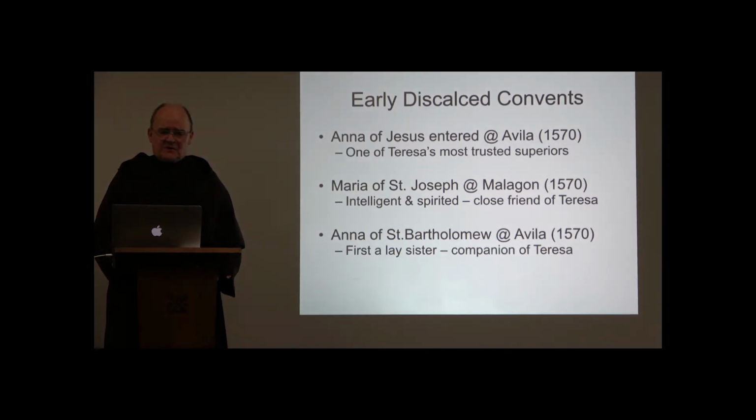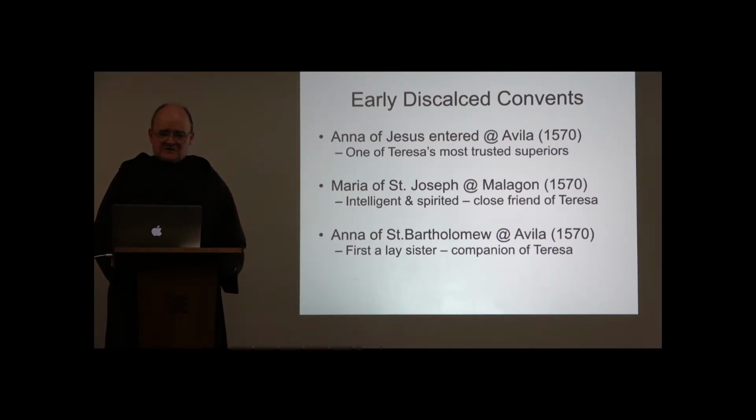Anna is going to be one of Teresa's best administrators. She was a highly competent woman who eventually is going to come into conflict with the Discalced general, largely because she's convinced that women can run their own convents, and the general was insisting that only the men can do it competently. So there is going to be a conflict there and some suffering.